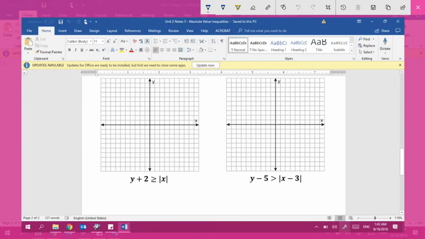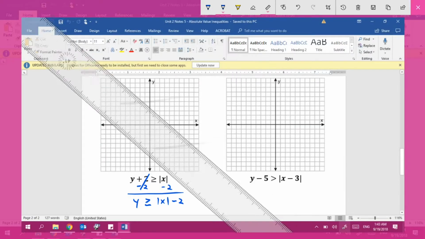I'm going to subtract 2 from both sides actually. Goodbye 2. And that's going to leave me with y is greater than or equal to the absolute value of x minus 2. Okay, so now we just need to graph this. We need to graph the absolute value of x minus 2 first. That is going to be the parent function of absolute value of x shifted down 2 units.